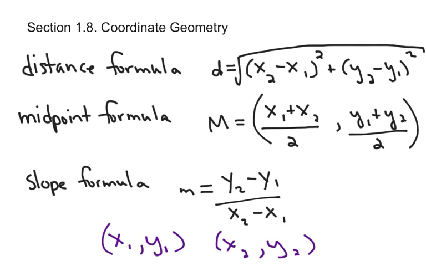And then your slope formula, which is a rate of change, tells you how fast one quantity is changing as compared to another. In this case, it's the change in y over the change in x.